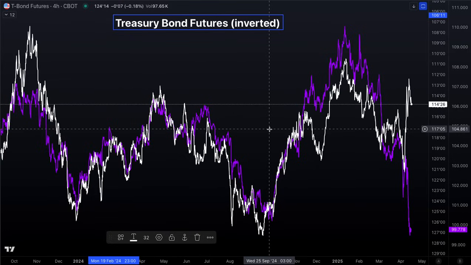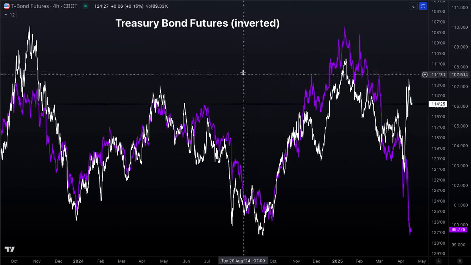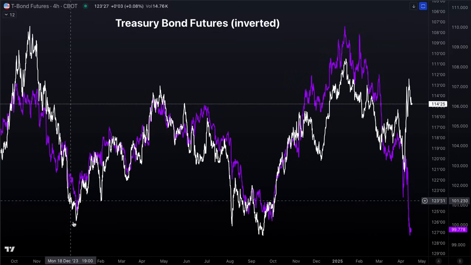The DXY is just one measure of the dollar's value. It heavily weights the euro. I think it's like 40 or 41%, so almost half of the basket of currencies that the DXY uses is the euro. But yeah, so we see this tight correlation, and this goes back here.